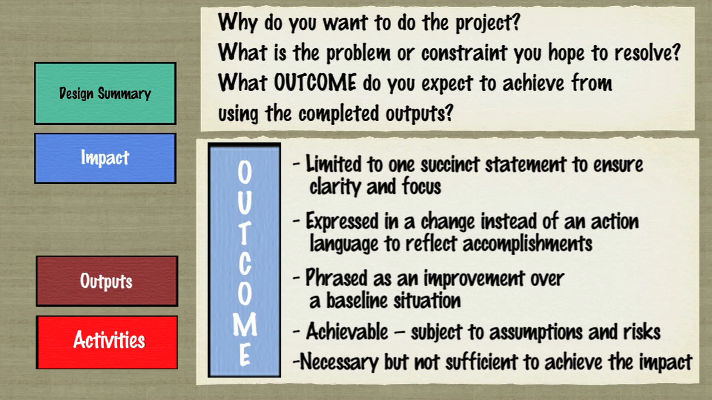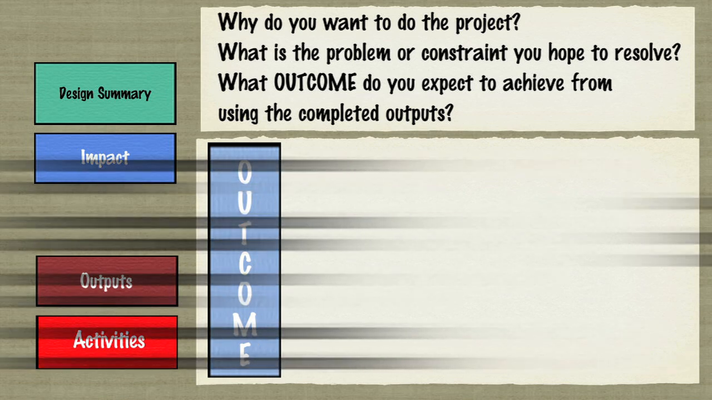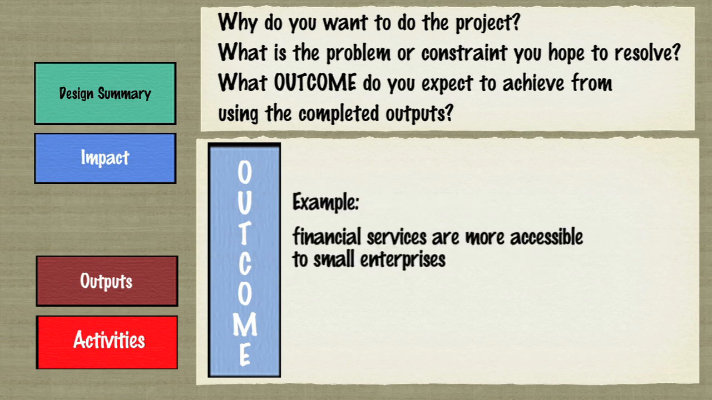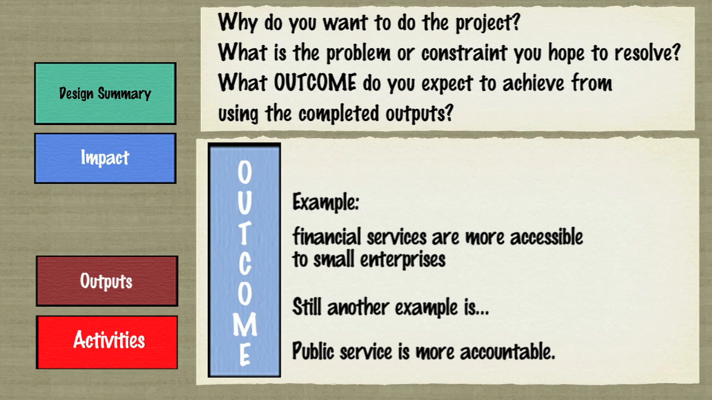In general, outcome statements describe the change of behavior of the beneficiaries using the project outputs. They also describe performance changes of systems, organizations, and institutions. For example, financial services are more accessible to small enterprises. Public service is more accountable. Outcome should be directly attributable to the project, subject to assumptions and risks, and be achievable by project completion.